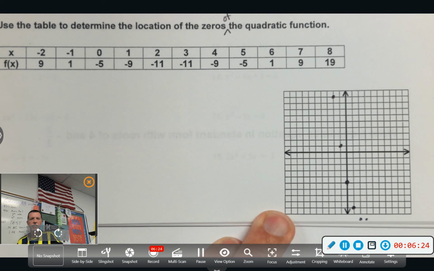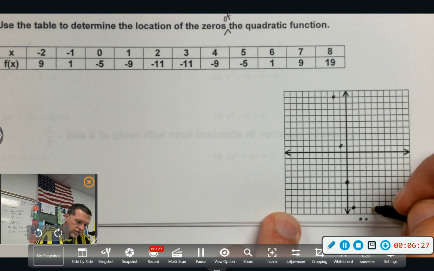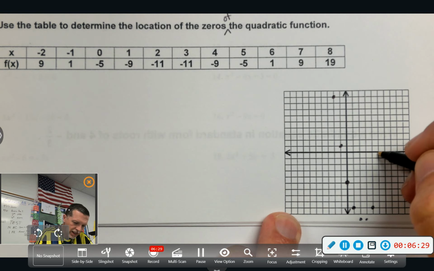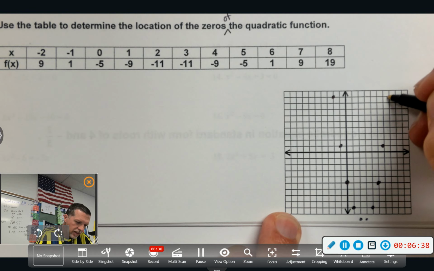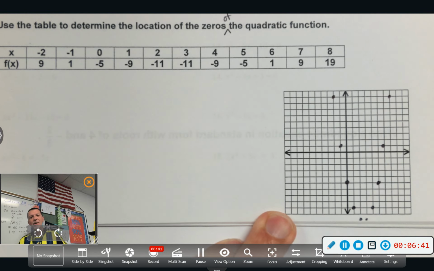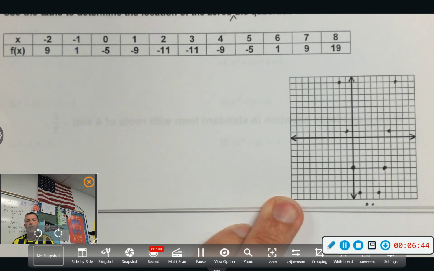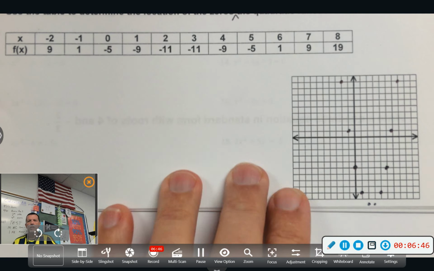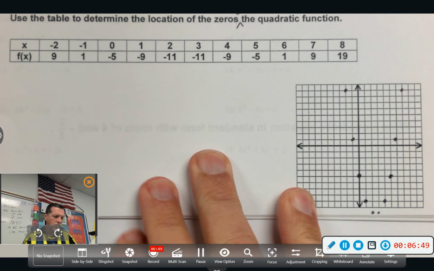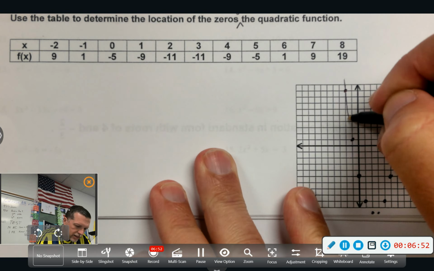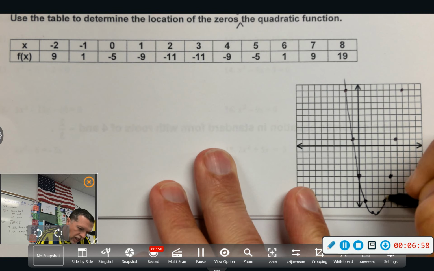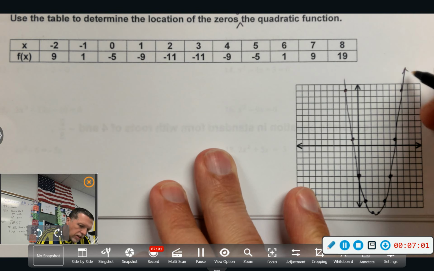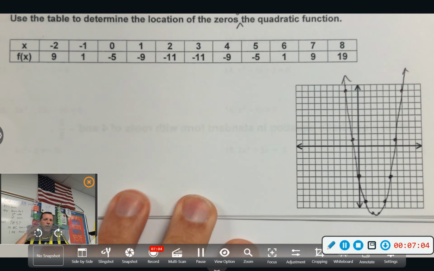3, -11 down there as well. 4, -9. 5, -5. 6, 1. 7, 9. 8, 19. I'm not graphing that one. That would be way up there somewhere. Give me a second to finish plotting those points. And then we can connect the dots carefully. Okay, so there's my parabola.